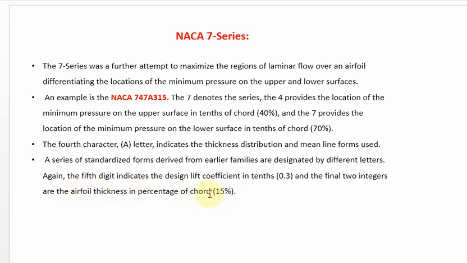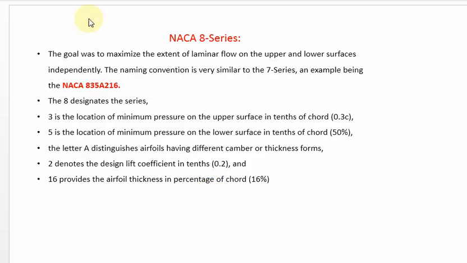Okay, that is what a numbering system. In all the numbering systems, the last two digits indicate the thickness of an aerofoil. So now we come to the last series, NACA 8 series. It's the last series. Each and every series has a unique importance for choosing the aerofoil. In these cases the goal was to maximize the extent of laminar flow on the upper and lower surfaces.